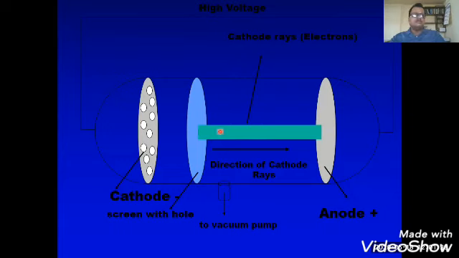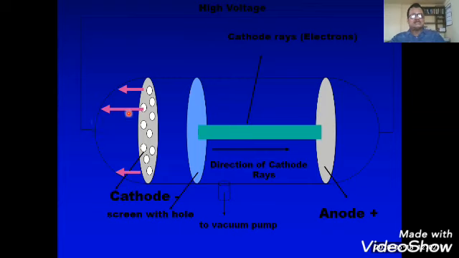Now, a few physicists like Goldstein used a perforated cathode. A perforated cathode means a cathode which contains fine holes. These are the holes, and they repeated the experiment. Then what they found, in addition to the cathode rays traveling from the cathode towards the anode, these are the cathode rays, and this is the direction of the cathode rays. They are traveling from the cathode toward the anode. This is the slit. They also observed that some invisible rays were present behind the cathode.